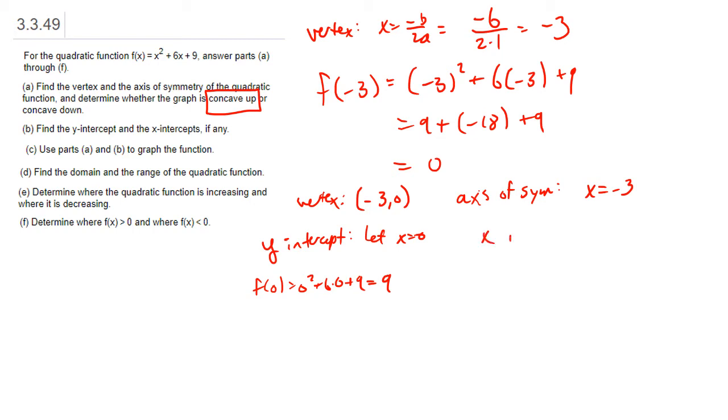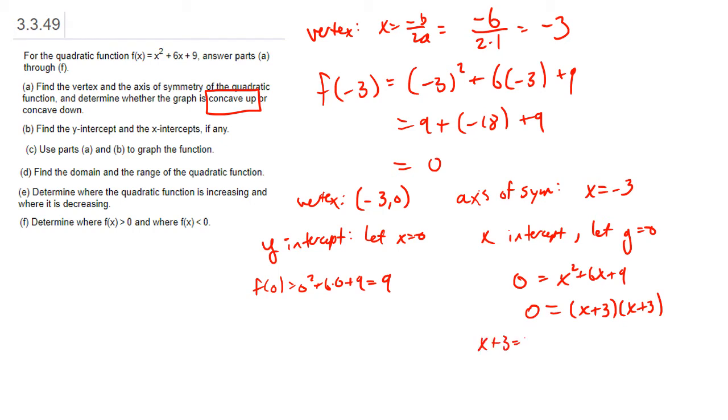To find our x-intercept, we let y equal 0, and I have 0 should equal x squared plus 6x plus 9. This happens to factor pretty nicely as x plus 3 times x plus 3. How can the product of two numbers be 0? Well, either the first number is 0 or the second number is 0. Well, these two factors are identical, so I don't really need to worry about that second one. It's the same as the first. And I get x equals minus 3. So there is our only x-intercept.